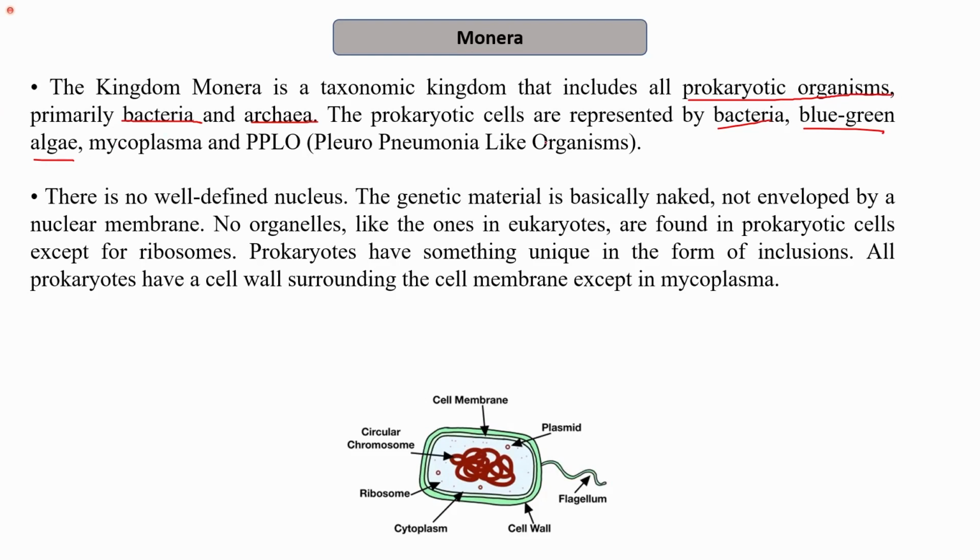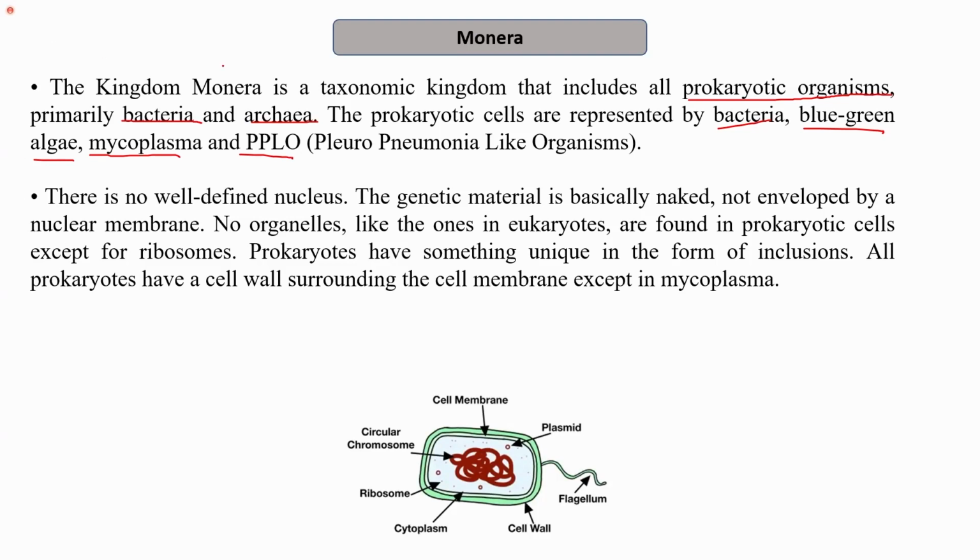So the prokaryotic cells are represented by bacteria, blue-green algae, mycoplasma, and PPLO. PPLO is pleuropneumonia-like organism, which is itself a mycoplasma that lacks the cell wall.